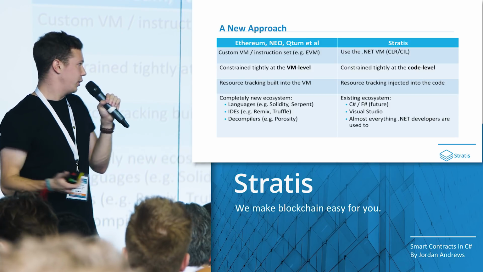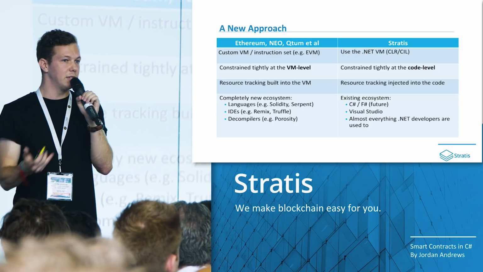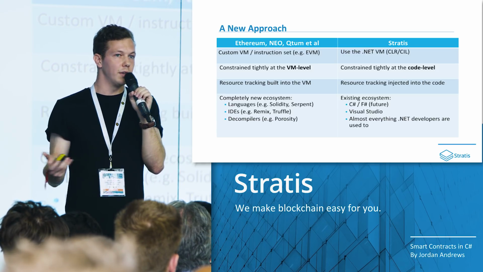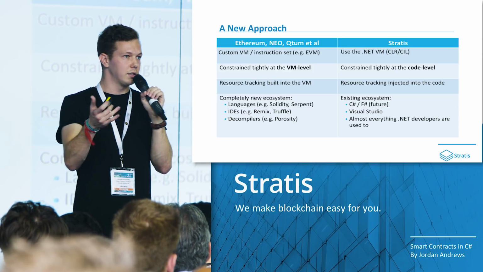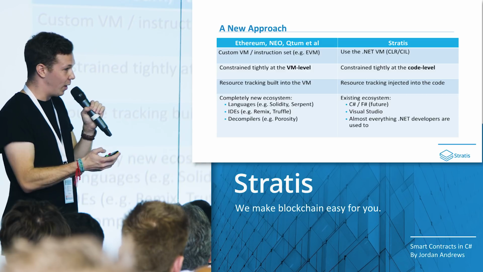We are able to actually use an entire existing ecosystem. For us, this ecosystem is C#. This ecosystem is Visual Studio. And essentially every tool that developers are already used to, they can start using now. So it means finally I can start writing smart contracts in C#.